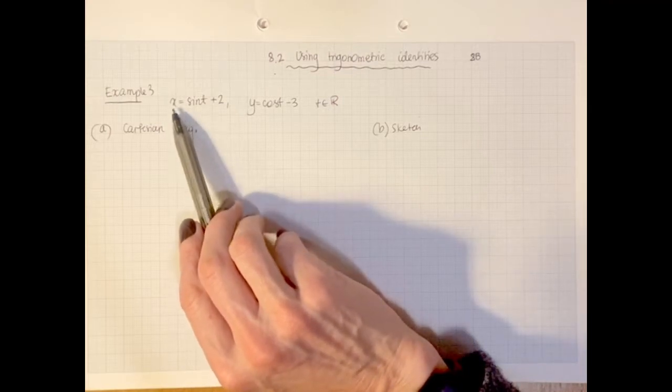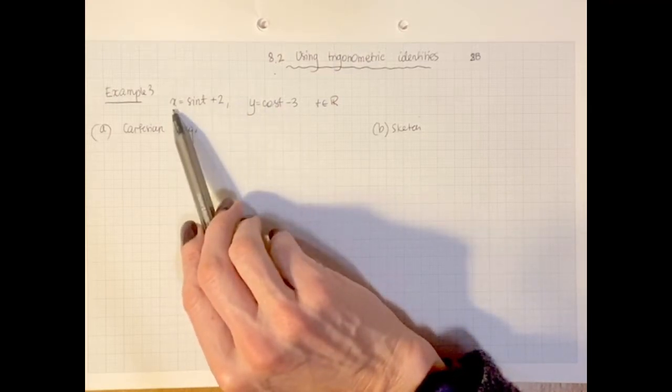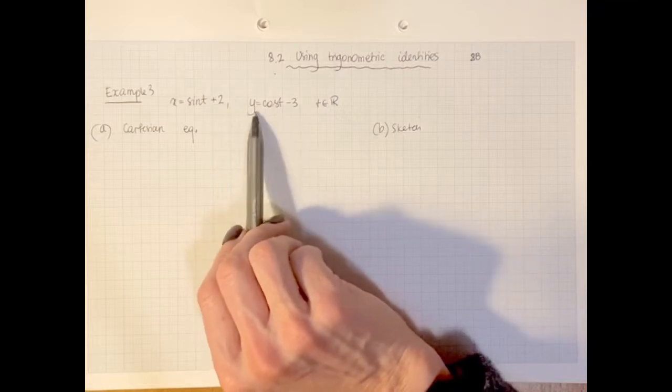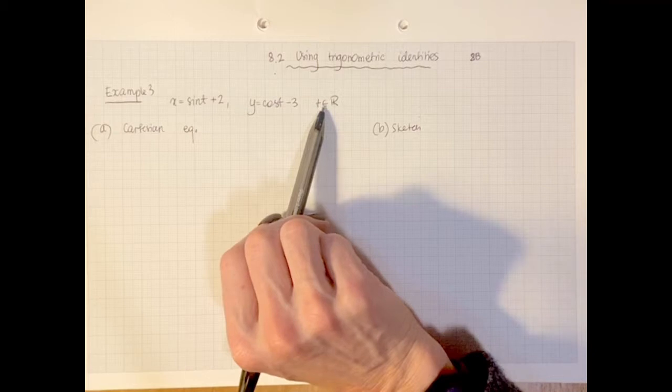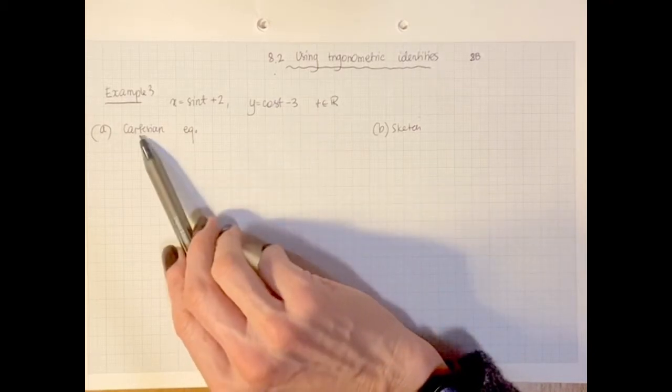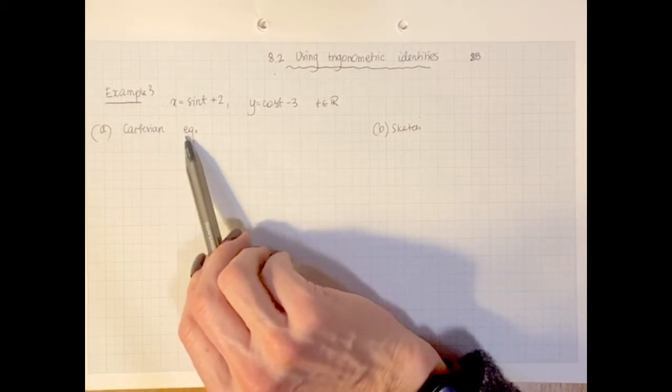functions. So here we've got x equals sine t plus 2 and y equals cos t minus 3. t is defined for all real values. So the first step is to find the Cartesian equation.